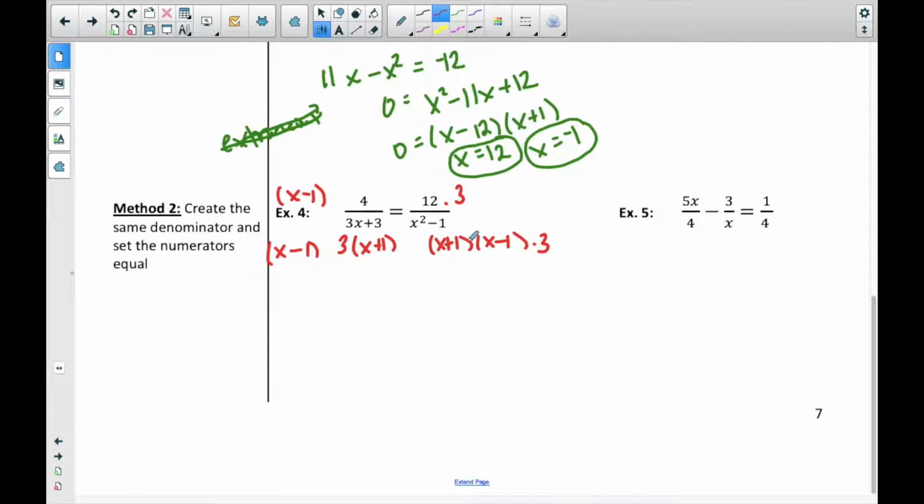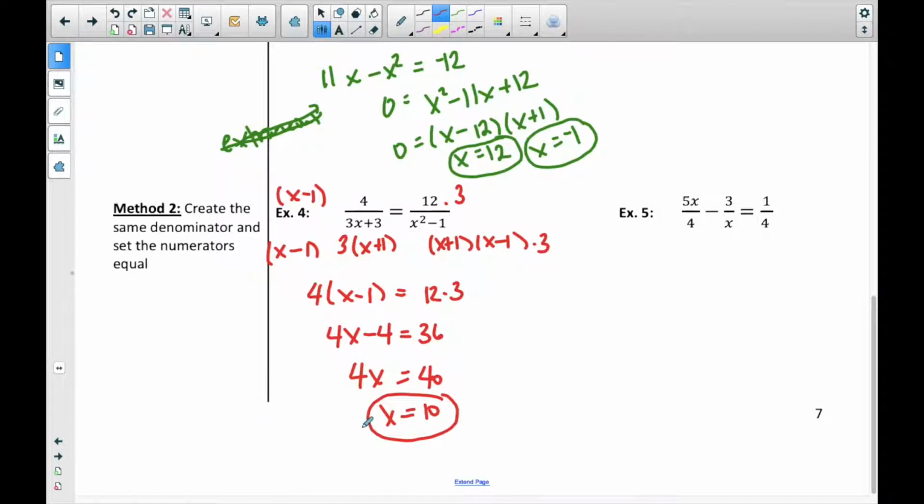Another way to think of it is you can now multiply by the same common denominator on both sides, and it would cancel out the denominator. In any case, what I'm going to have on the left-hand side is 4 times x minus 1, and on the right-hand side I have 12 times 3. Or in other words, 4x minus 4 is equal to 36. Now I can just go ahead and multiply this out and solve for x. So I'm going to get 4x, add my 4 to the other side, and I get 40, and so x is equal to 10. And as always, I want to see, is it extraneous?